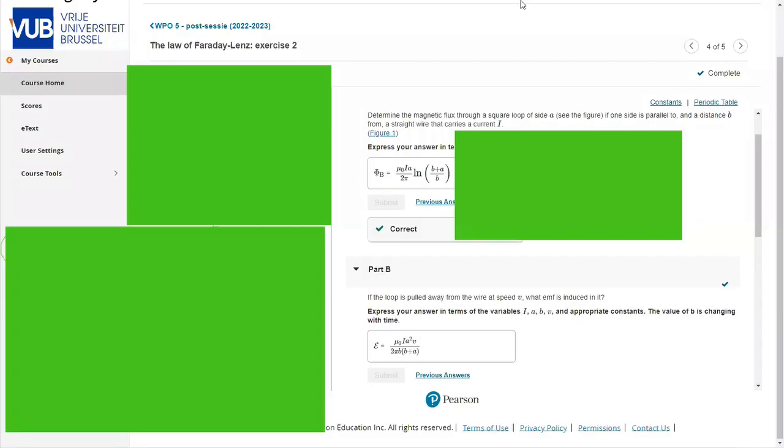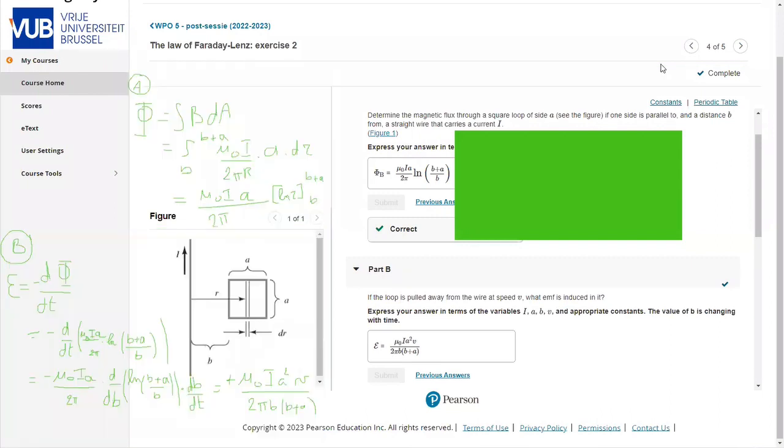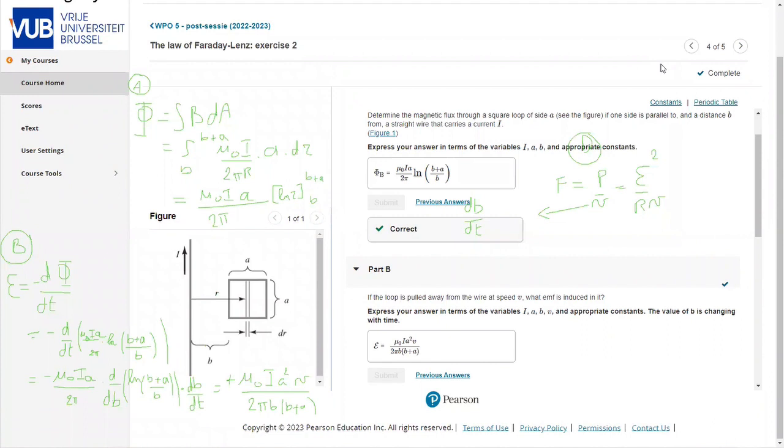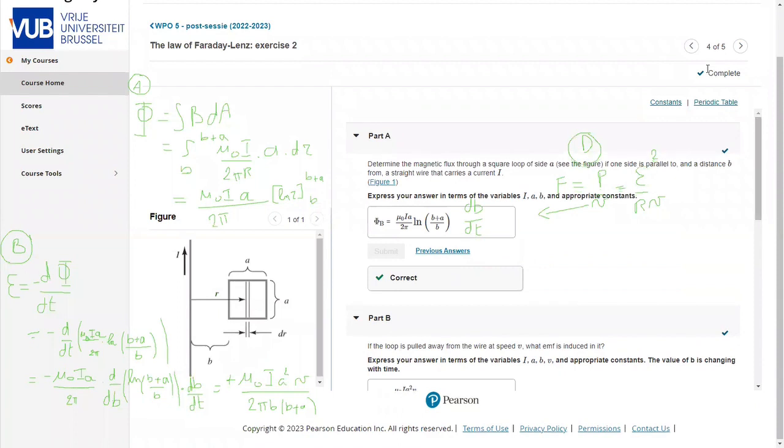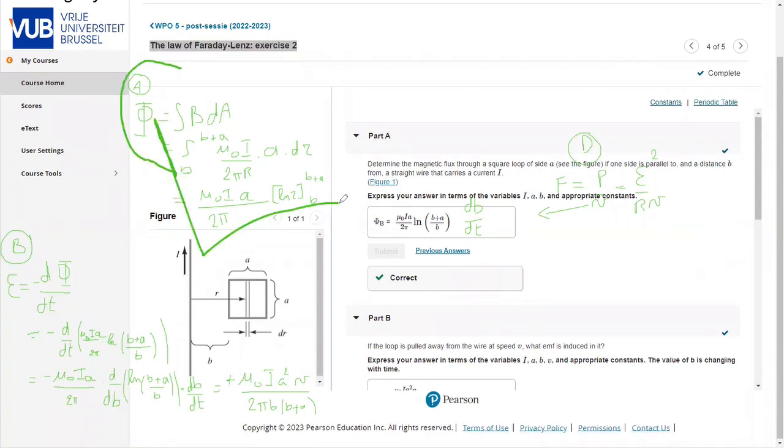Right now we're on the fourth exercise. The fourth exercise, I divide it into 3 steps, but not in the same exercise parts. I will show you what I mean. This one is from part A, and part B you will see this one.